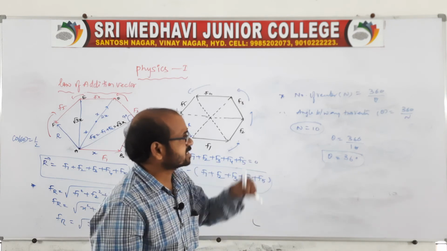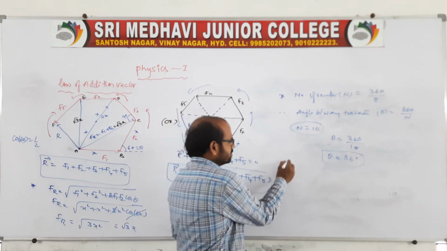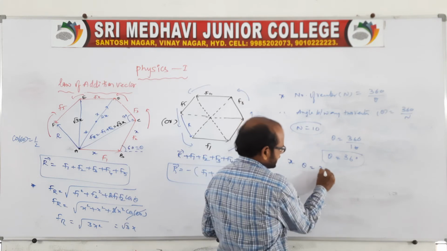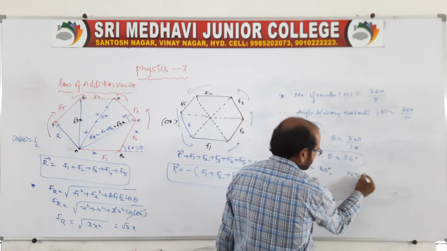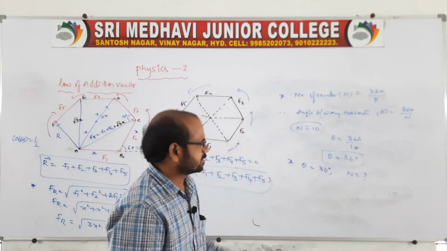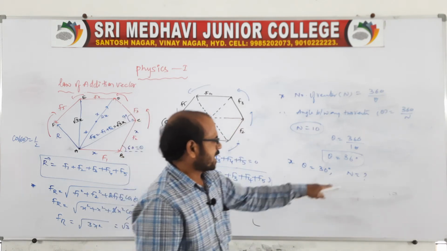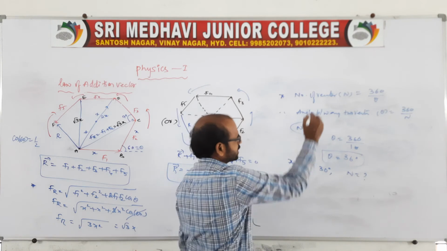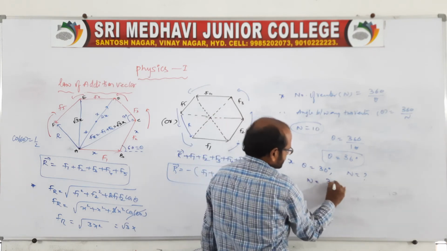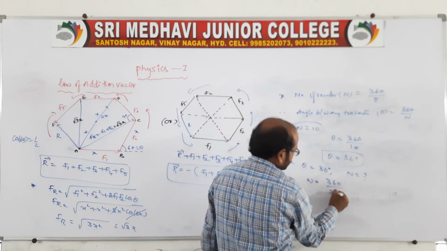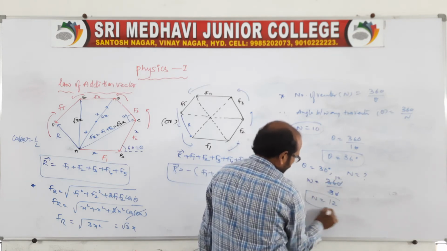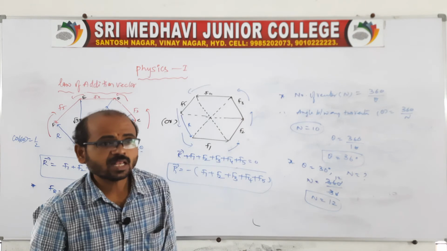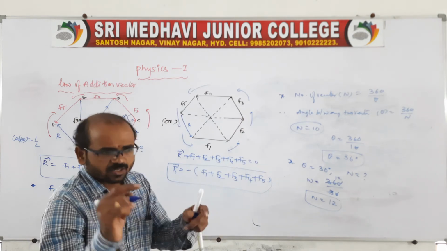Suppose we have to get the number of vectors. Suppose the angle between any two vectors is given as 30 degrees, and it asks to find the number of vectors. Therefore, the number of vectors is equal to 360 divided by 30, so 3 ones are 3, 12. So n is equal to 12. How many vectors are there? 12 vectors.